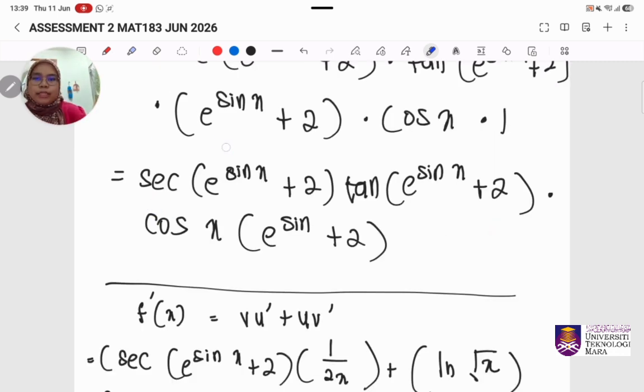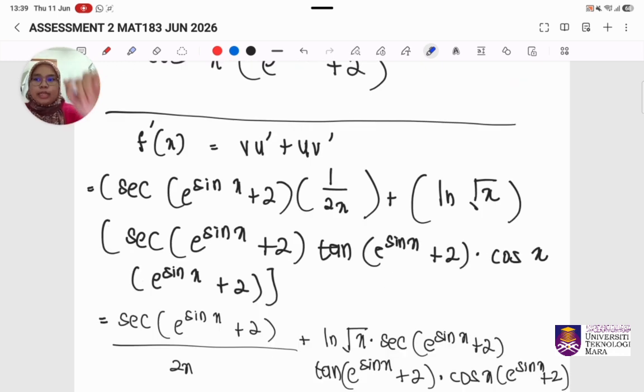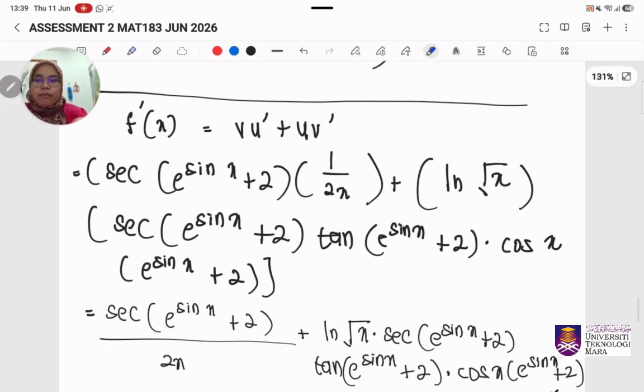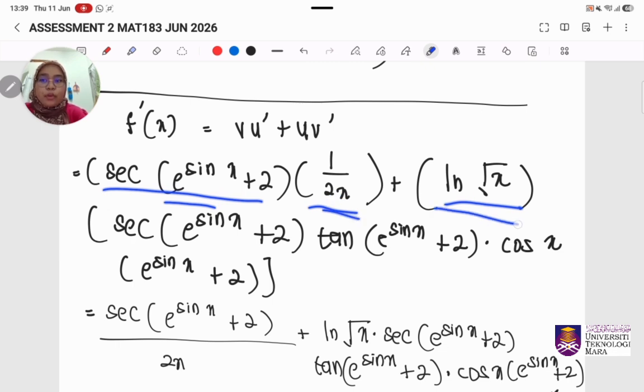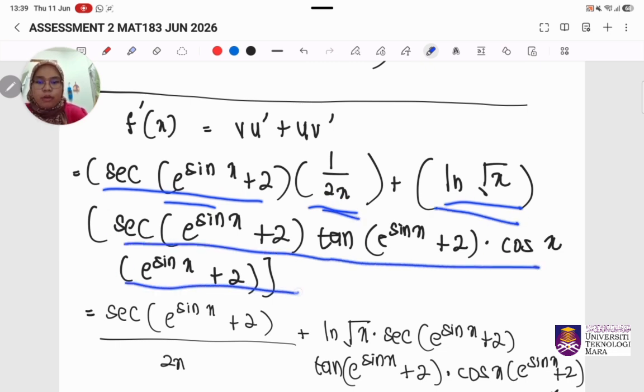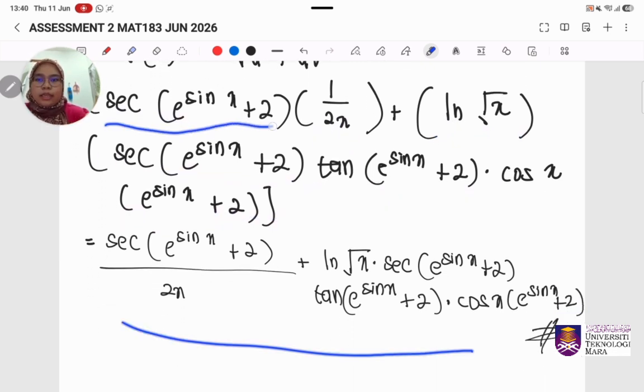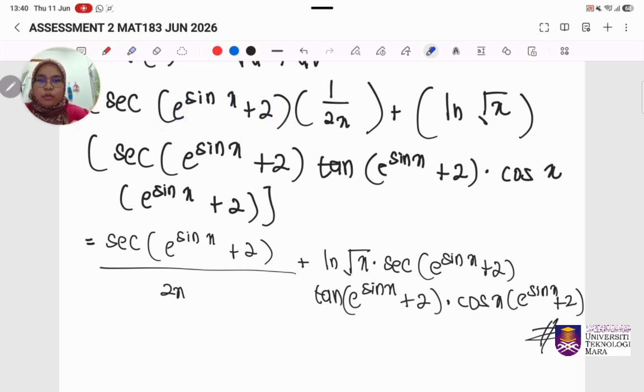So this is the final answer that we simplify in the product rule formula, which is this one. And we substitute the answers for V, U prime, U and V prime, this long. And that exponent sign plus 2 per 2x, and plus ln square root x, the sec, and you just follow all this and put it here. And you get the final answer for question 2A.